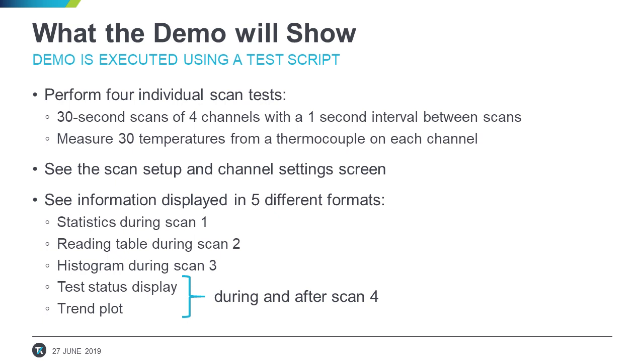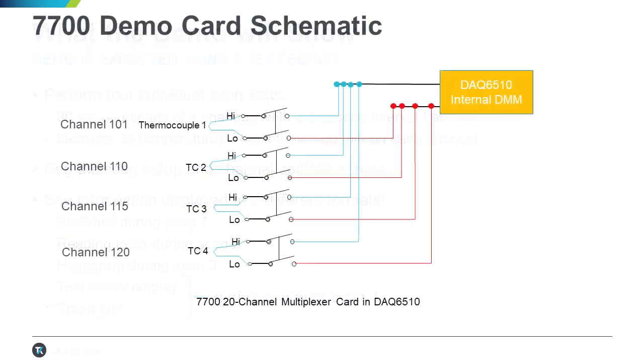TSP allows for much faster test execution and is exclusive to Keithley instruments. Ask your applications engineer to find out more. The demo card connections we'll be using are 4 thermocouples connected to channels 101, 110, 115, and 120. The thermocouple on channel 110 hangs outside the back of the switch card, so you can grab it if you want to see the temperature change over time.